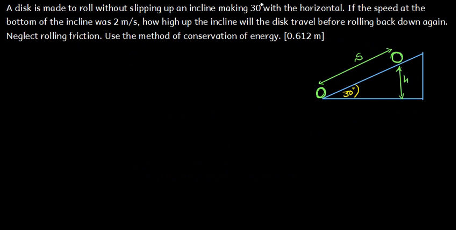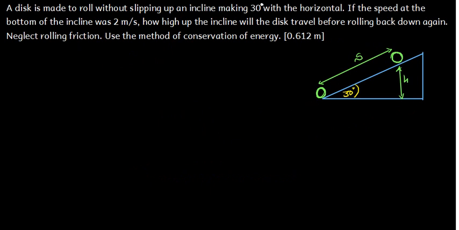So we want to neglect rolling friction. We use the method of conservation of energy. Now, from the conservation of energy, we know that the sum of all the energies at the bottom is supposed to be equal to the sum of all the energies at the top. But at the bottom, what energies do we have?